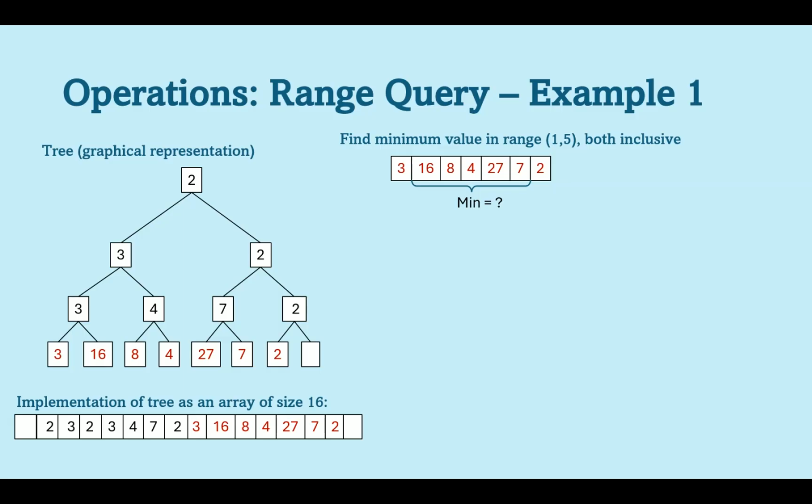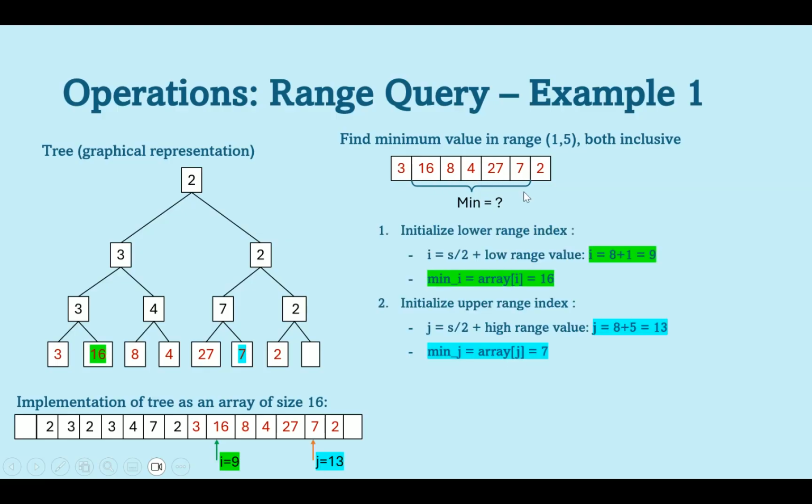For our first example, we're going to find what is the minimum value between positions 1 and 5 of this array. So we're going to be ignoring values 3 and 2 and only looking at positions 16, 8, 4, 27, and 7.